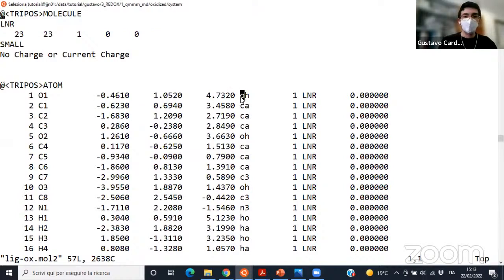Coordinates. So we have the coordinates, atom types. We do not have the point charges. So what are we gonna do? I mean, we're doing things pretty manually here.